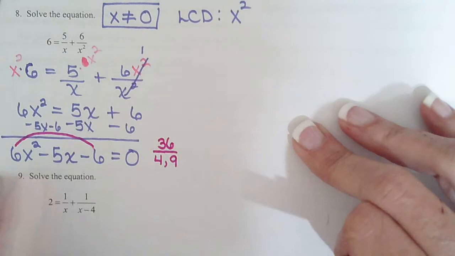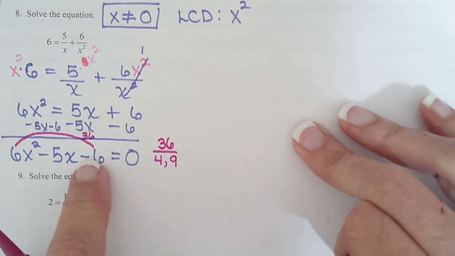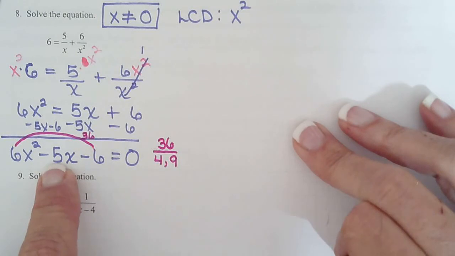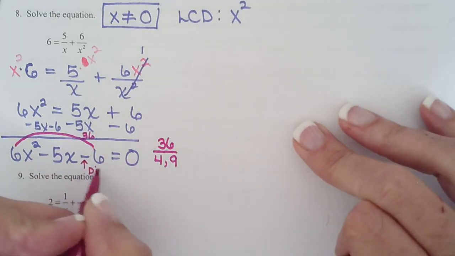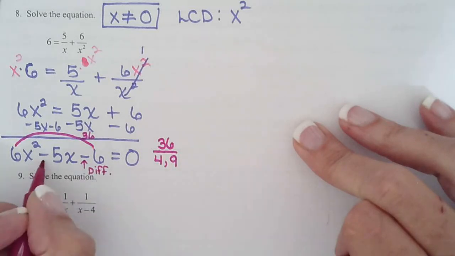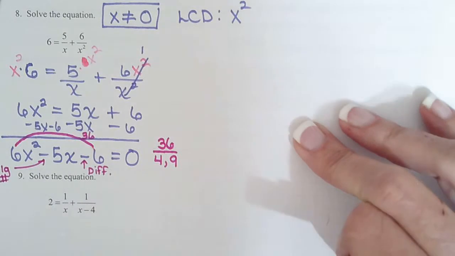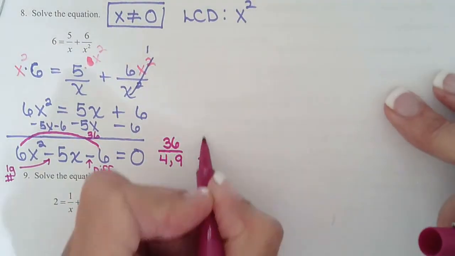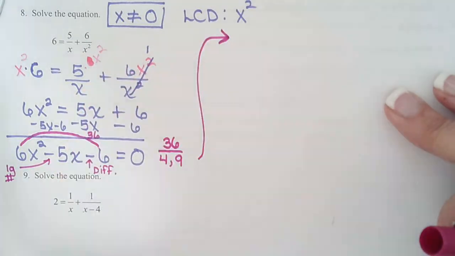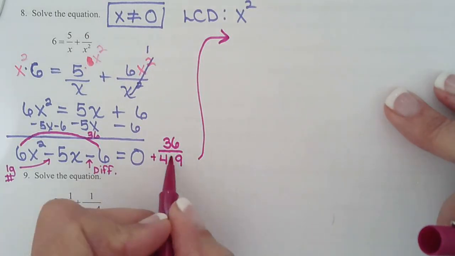And remember, we don't put our signs in yet. We first find factors that either add or subtract to whatever that number is. Then we look at this, and this says the signs will be different. And this says make sure you make the larger one negative. So that's going to bring us to different signs, largest negative, positive 4, negative 9.